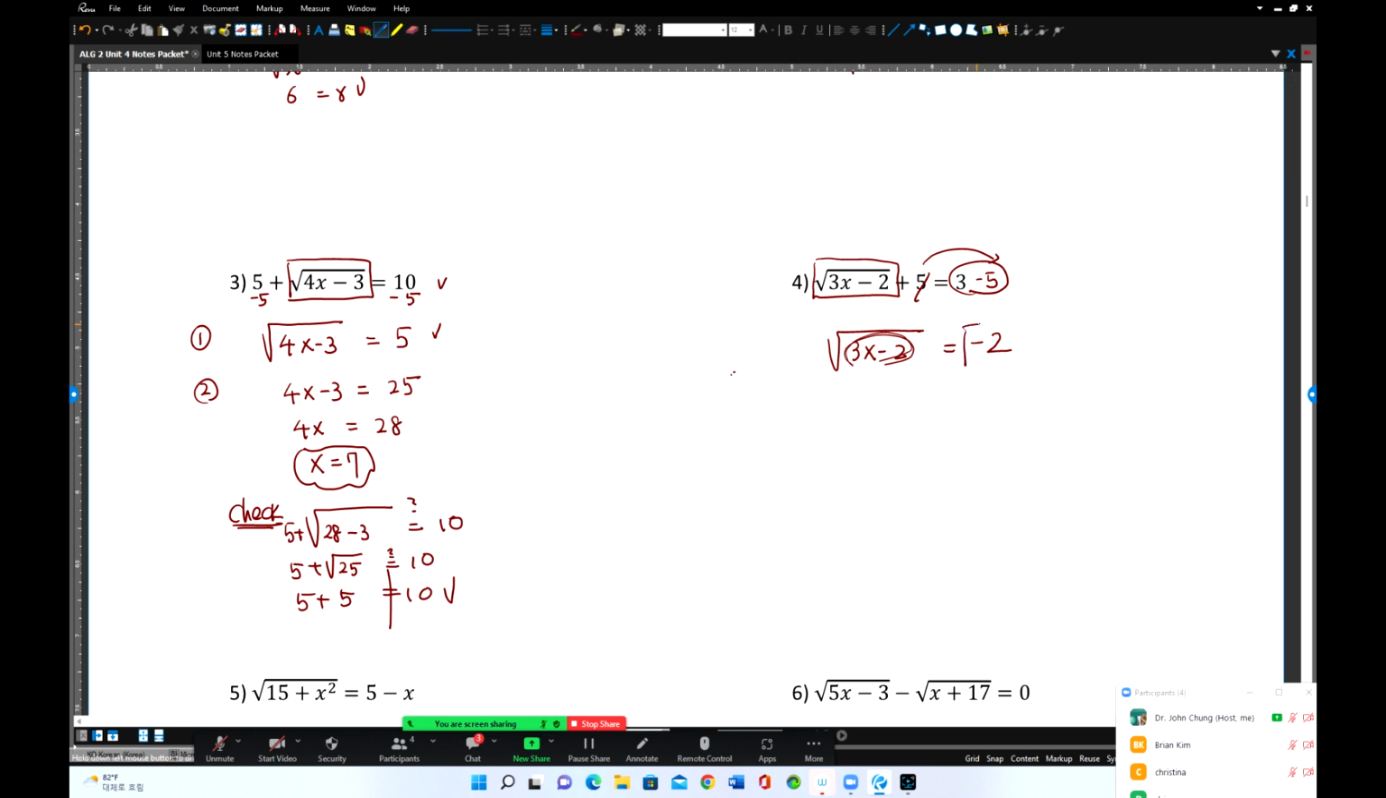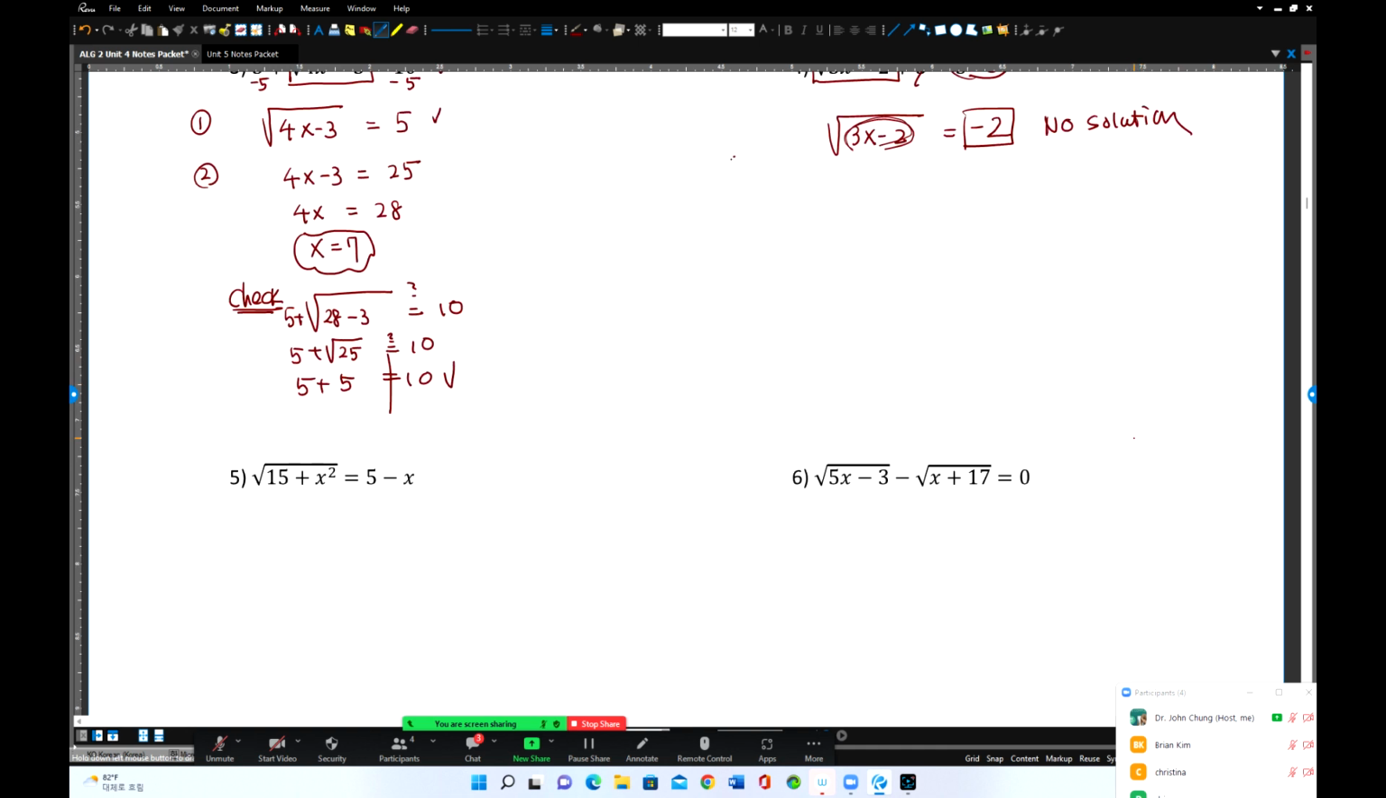But this number is negative. Okay, positive cannot be negative. It's okay. So there is no value of x which makes positive equal to negative. Impossible. In this case, just say no solution.